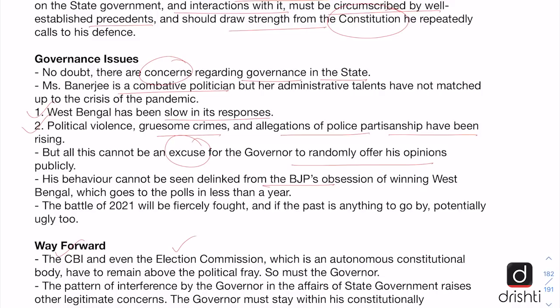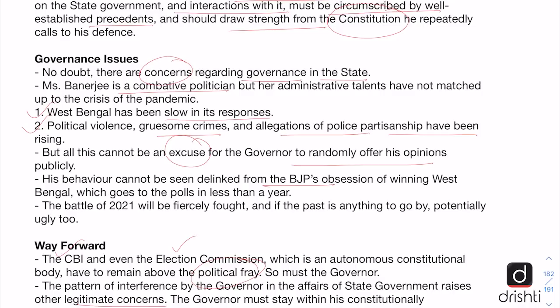The editorial says that institutions such as the Central Bureau of Investigation, Election Commission, and also the Office of Governor need to remain above the political fray. They should not be politicized. But this pattern of interference by the governor of West Bengal raises legitimate concerns. And finally, the editorial suggests that the governor must stay within his constitutionally circumscribed functions. And also the state government should respect the office of the governor and offer all its support to the office of the governor. So these were all the key points of the editorial.